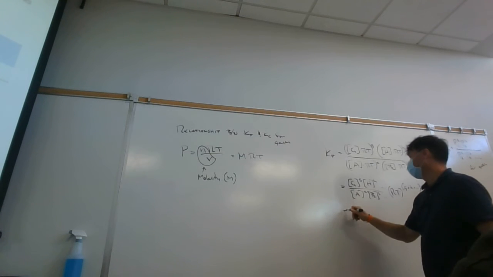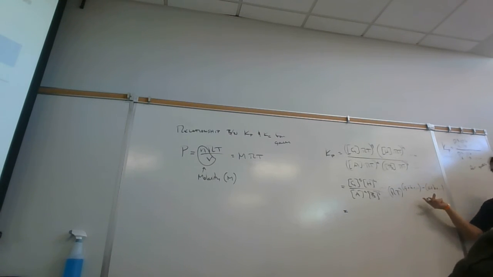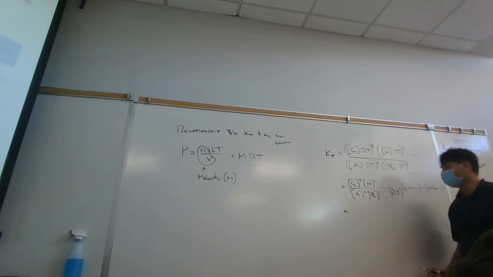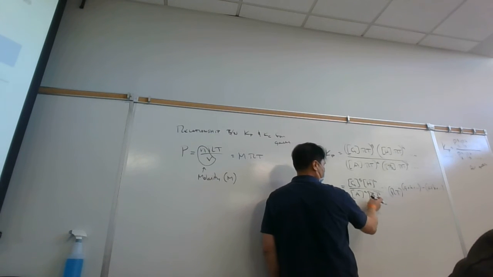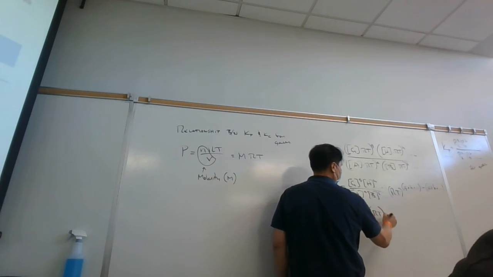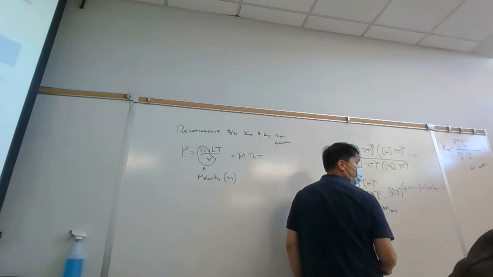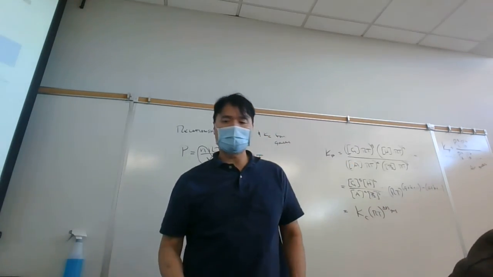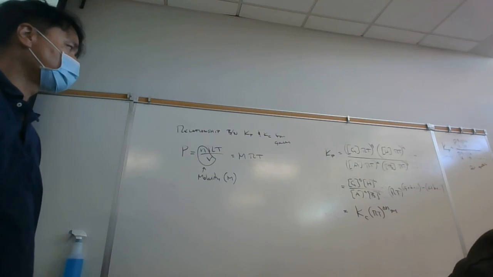In other words, it's going to be the total moles of product gas minus the total moles of reactant gas. What we call that is delta N of gas. This one is just Kc, just the concentration. So this is Kc times RT raised to the delta N of gas, where delta N of gas is the total number of moles of product gas minus the total number of moles of reactant gas.